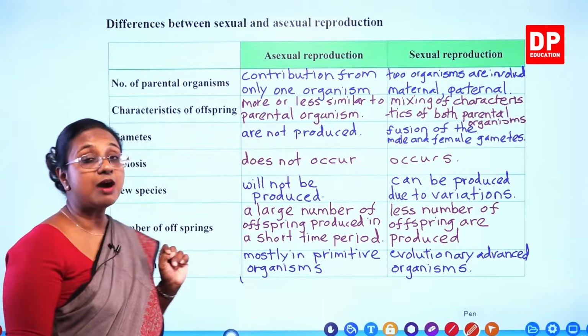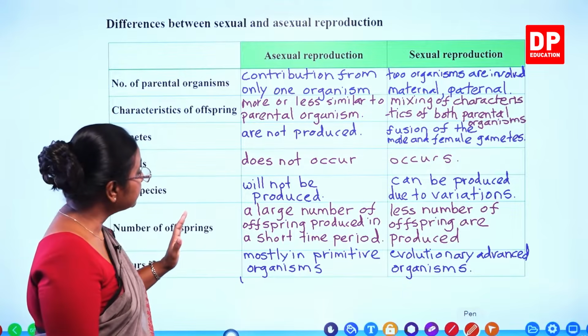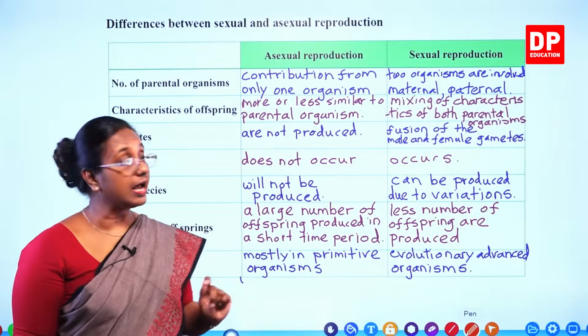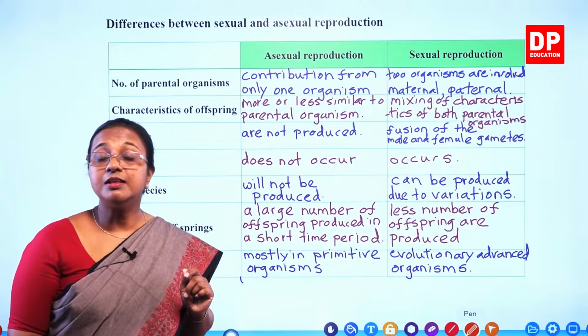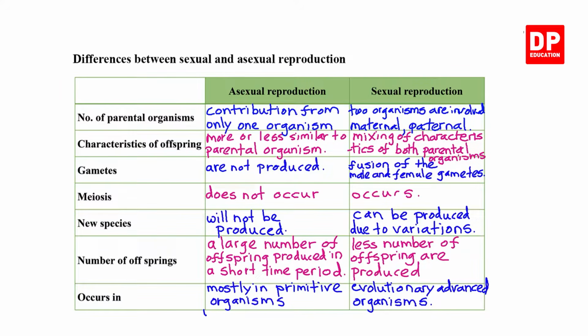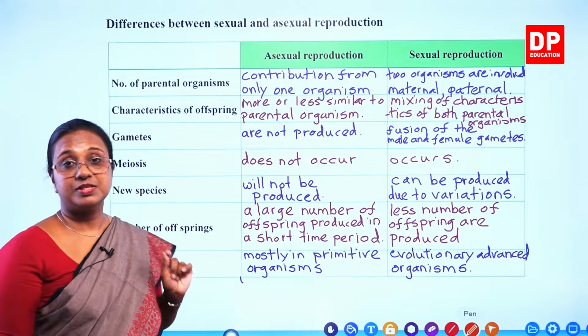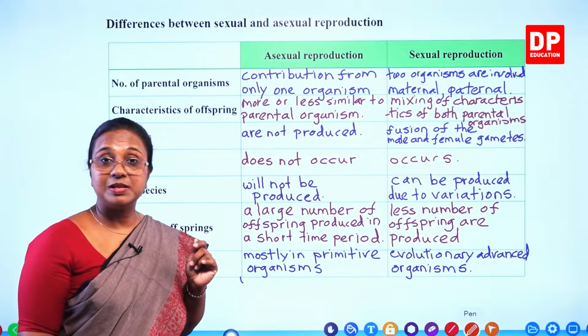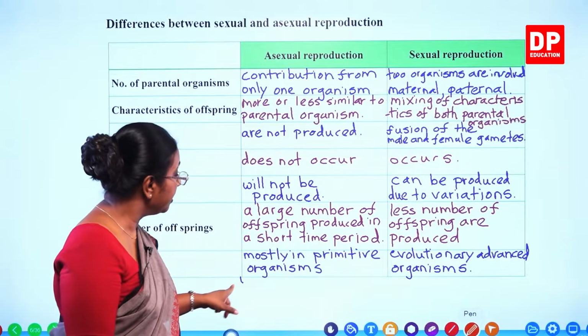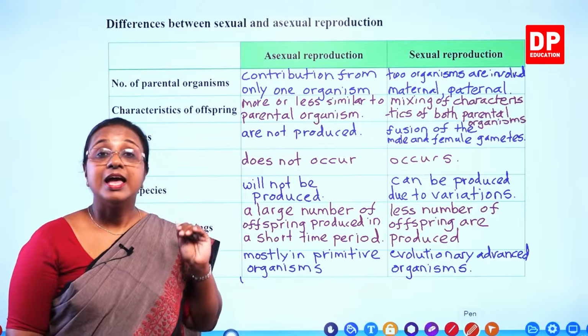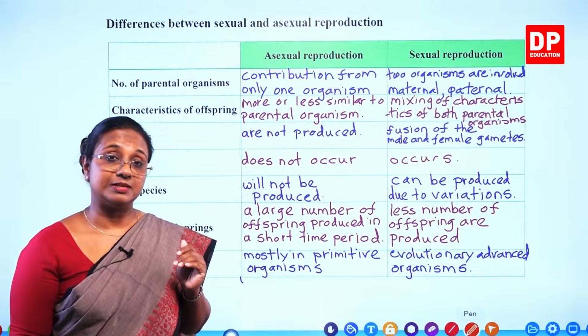Then if we consider the number of offspring, we can easily get a large number of offspring during a short period of time if there is asexual reproduction. But in sexual reproduction, less number of offspring are produced within a period of time. Then the last one, if we consider the organisms in which asexual reproduction takes place, usually it is seen in primitive organisms, whereas sexual reproduction is seen in evolutionary advanced organisms.